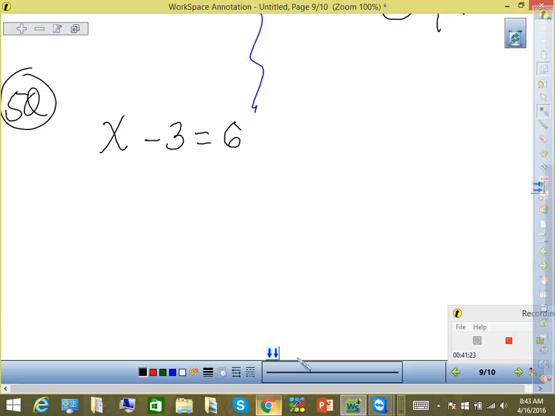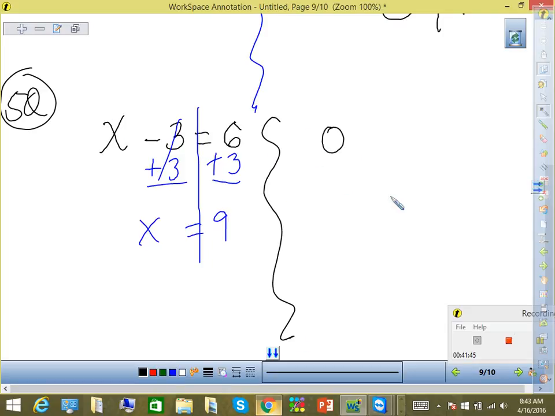All right, here we go. Line down the equal sign. Here we go, plus 3 plus 3, x equals 9. Hands if you got that. Okay? All right, now let's use tiles.